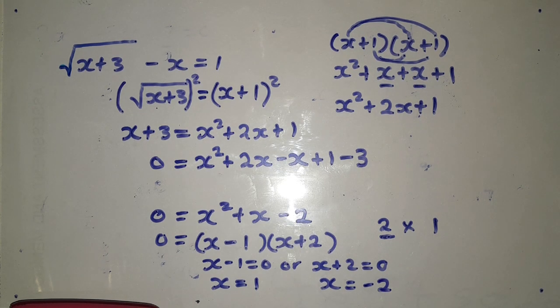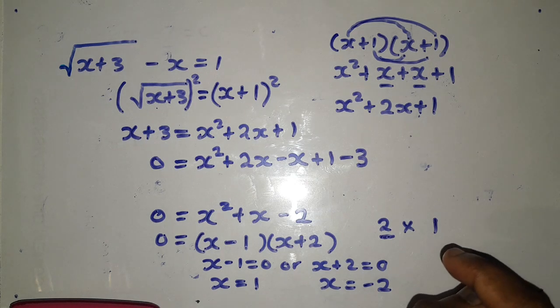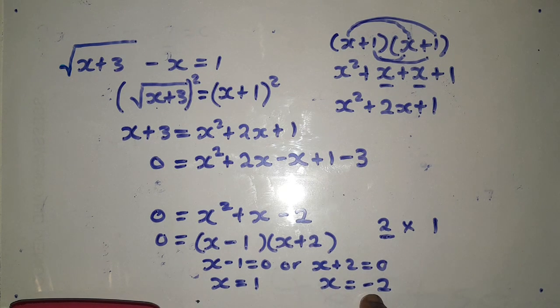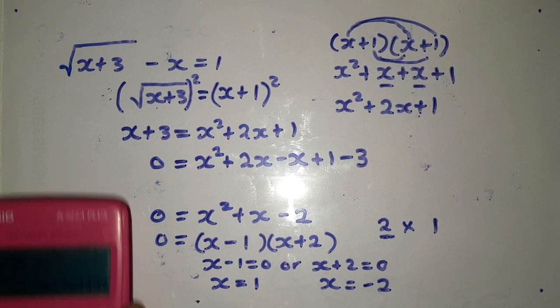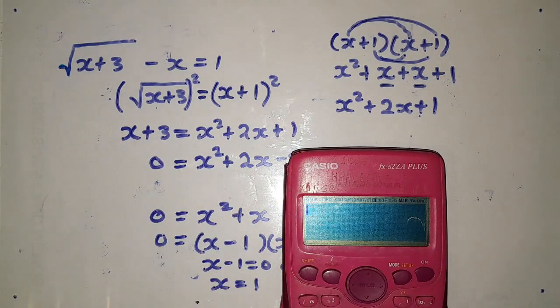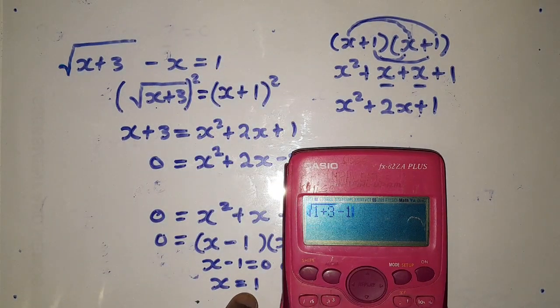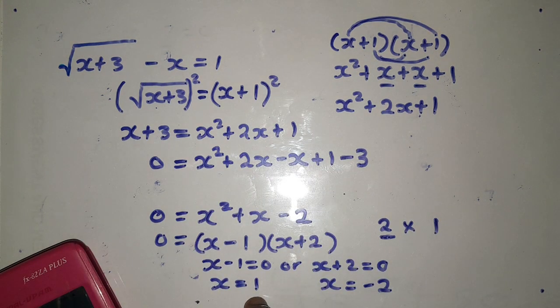Immediately after doing this, don't forget this. Immediately after finding these two answers, go back to your original equation and check if both of these are solutions. Let us start firstly with 1. Then we are going to say square root, where we see x, we plug in 1, plus 3 minus where we see x, 1. If our answer is 1, then this is a correct solution. It's a solution, yes, indeed.